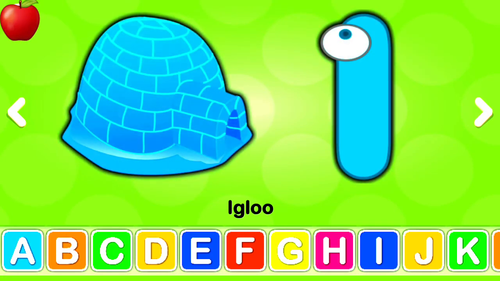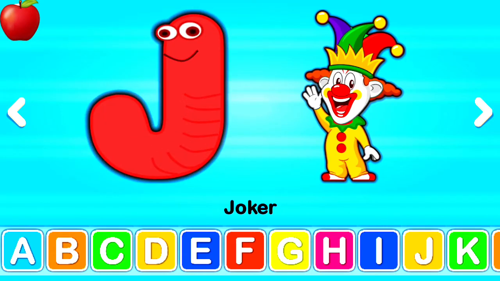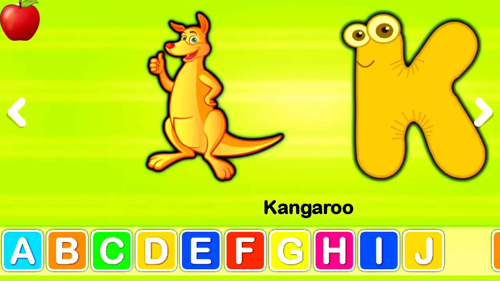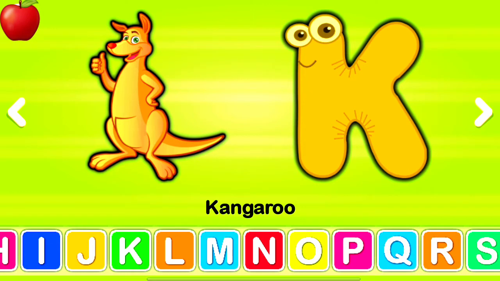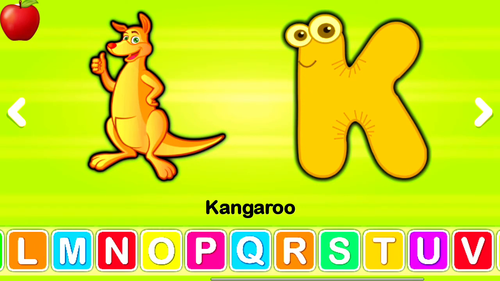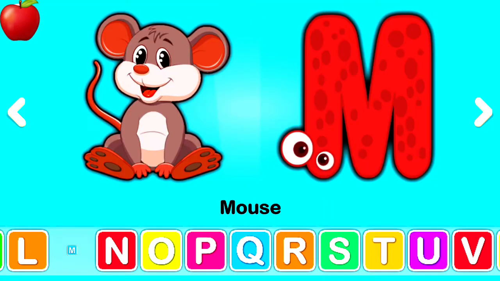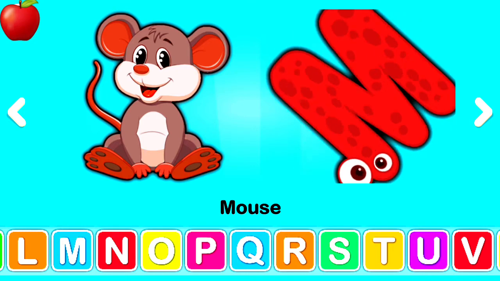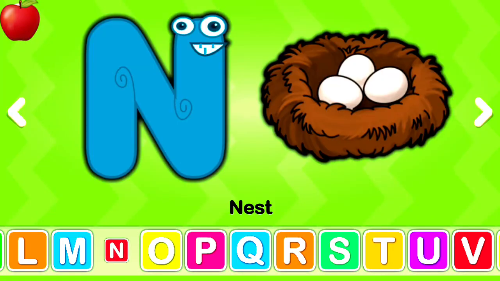I for igloo. J for joker. K for kangaroo. L for lion. M for mouse. N for nest.